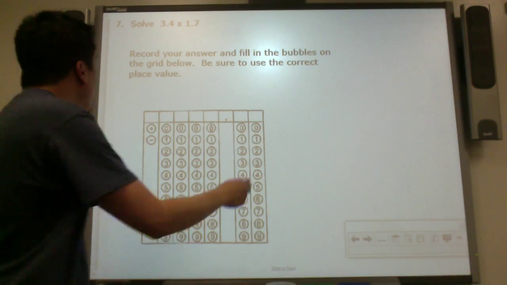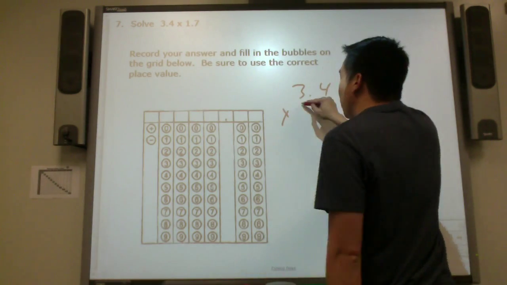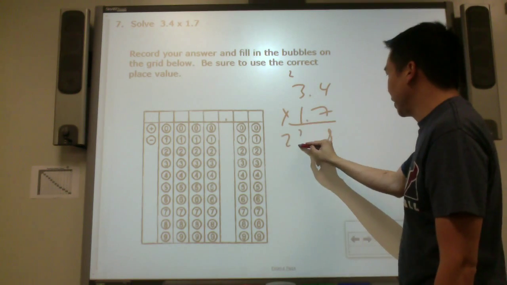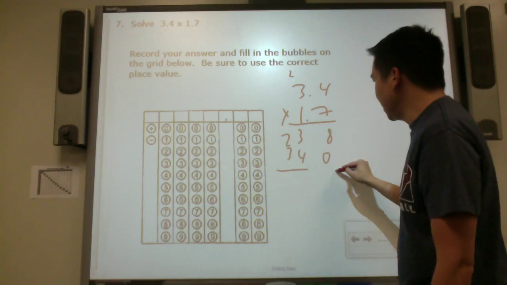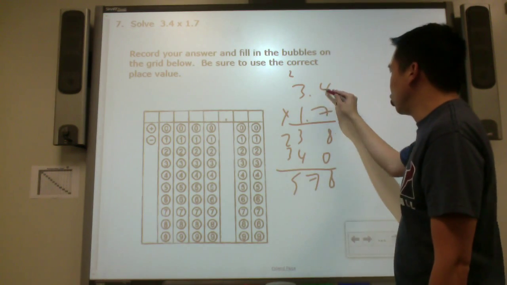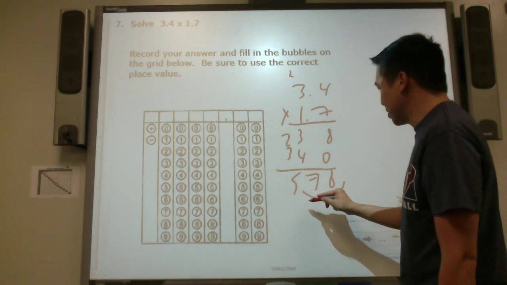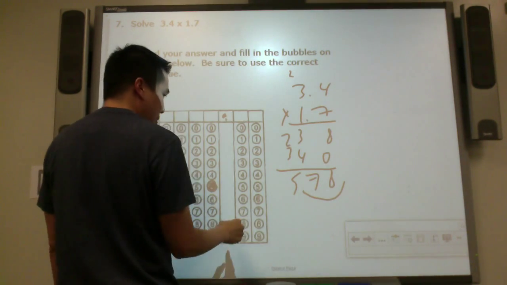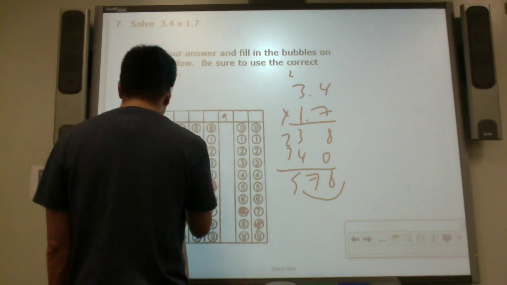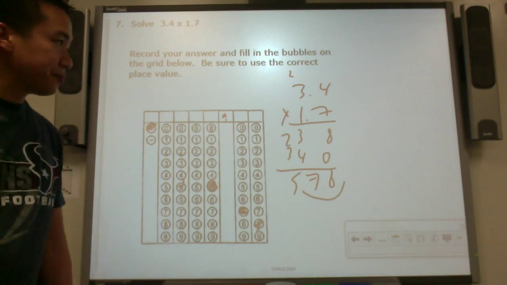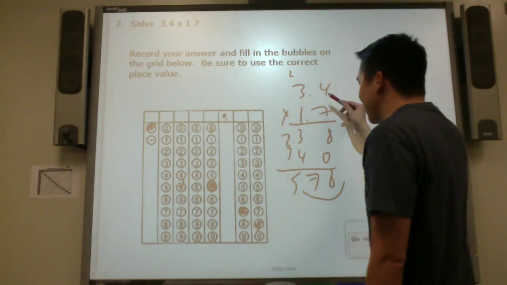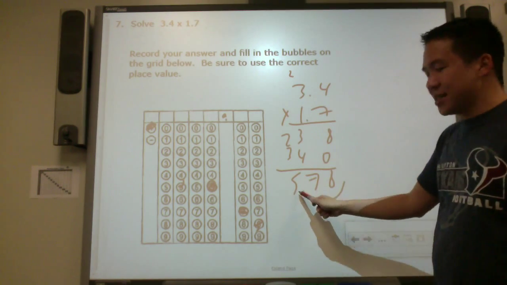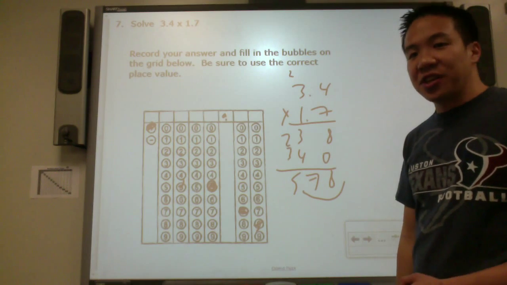Number 7. Multiply this. 3.4 times 1.7. 7 times 4 is 28, carry the 2. 7 times 3 is 21, plus 2 is 23. Then 0, 4, 3, 8, 7, 5. Two places, jump 2 places. 5.78 positive. Why am I jumping 2 places? 10 times 10 is 100. Another one, estimate. 3 times 2 is 6. 5.78 is close to 6.